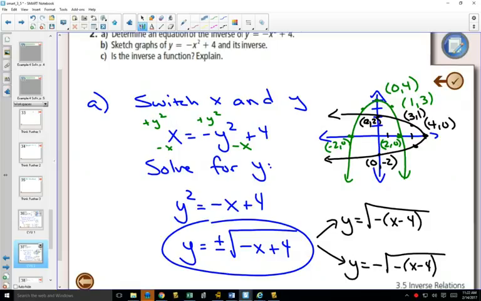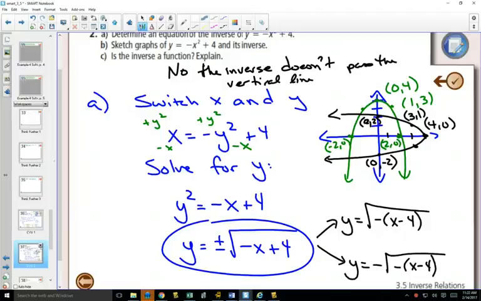Is the inverse a function? No. The inverse doesn't pass the vertical line test. Now, when we're explaining things or describing things in words, we want to be as clear as possible. I don't know if you noticed I hesitated with the T, and that's why the T kind of looks a little bit messy. I wanted to write, no, it doesn't pass the vertical line test.